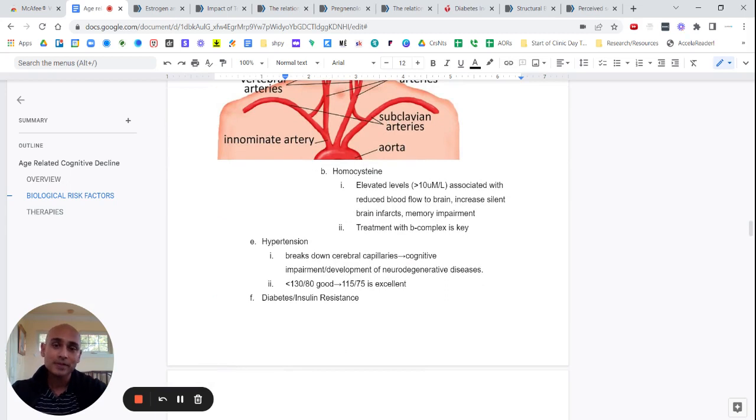What about homocysteine? Homocysteine is another marker that is associated with blood flow to the brain, and elevated levels are associated with decreased blood flow, as well as an increase in strokes. So keeping your levels under 10 micromoles per liter, and you can do so with a good B complex vitamin and reduction of red meat in your diet, can help for sure.